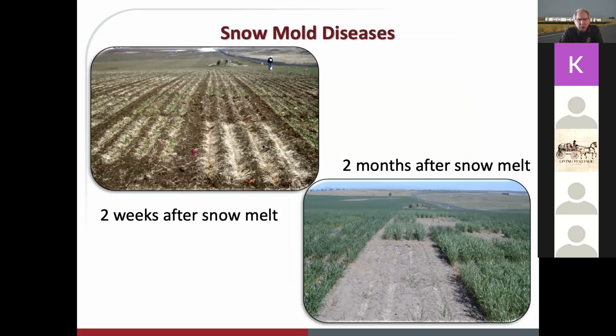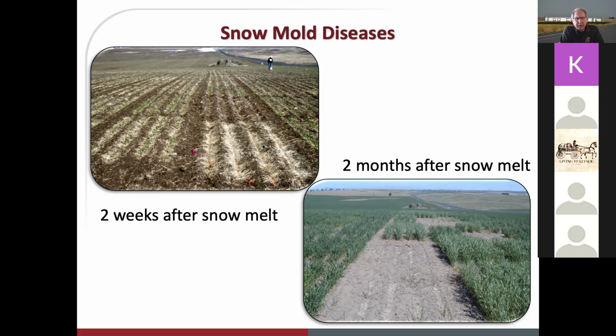When snow mold is a problem, this is a photo that I took in some of our plots several years ago. In the upper left is a photo of the plot, and in the foreground you see that plot has a very white looking appearance to it. If you come back 2 months later and look at that same plot, you see that the plants are dead. That's an example of how severe snow mold can be.